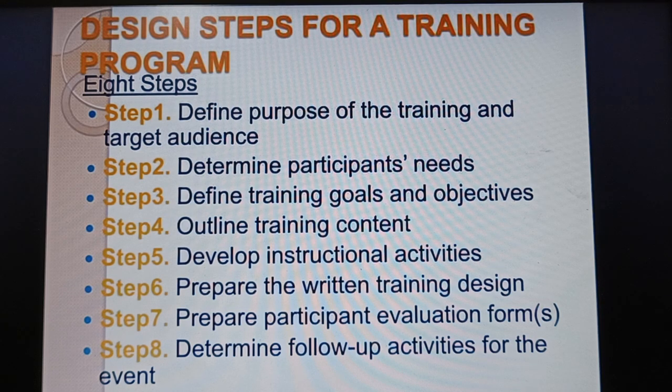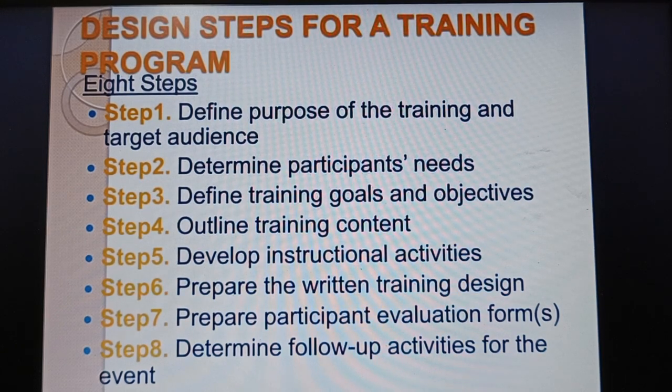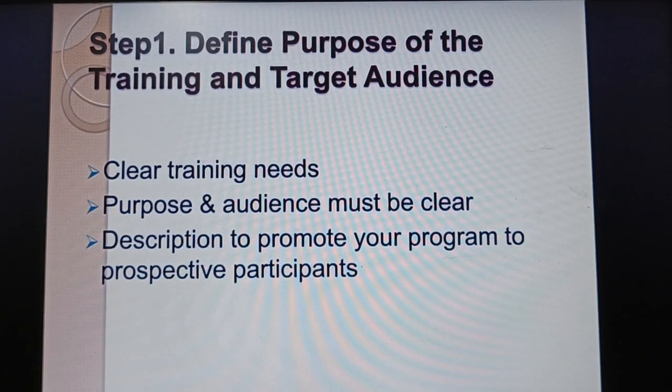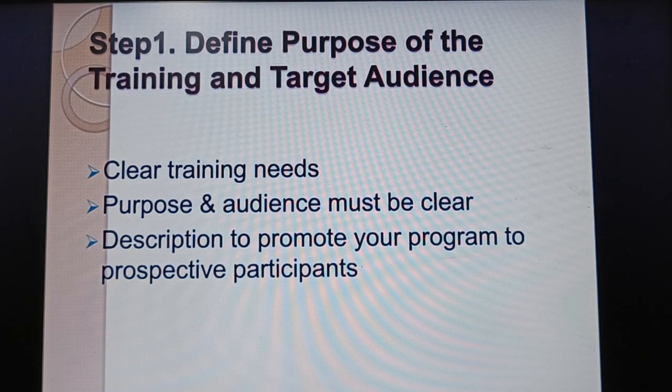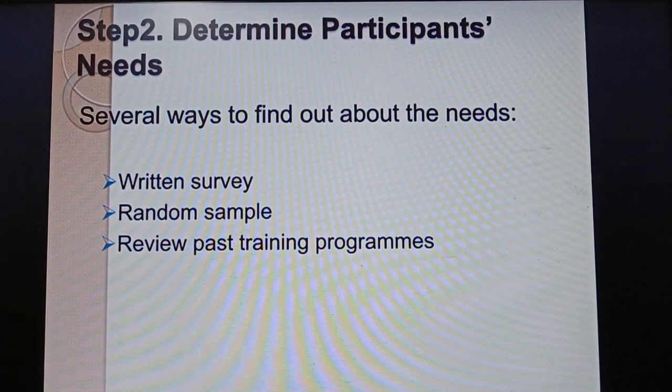So here are the steps in the training design process. Training can be viewed as a process comprised of 5 related stages or activities: assessment, motivation, design, delivery and evaluation. Step 1 is define purpose of the training and target audience. In that, clear training needs, then purpose and audience must be clear, then a description to promote your program to prospective participants.